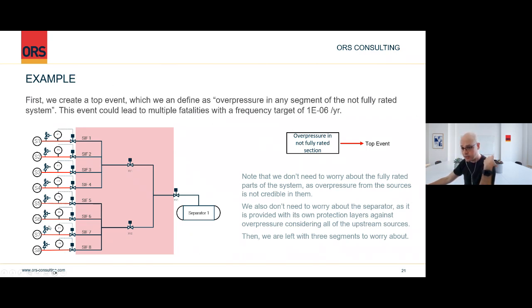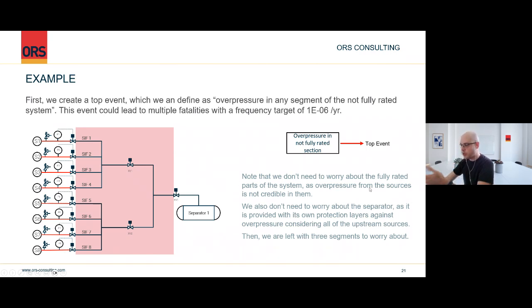Overpressure of any section that is not fully rated. Notice I've left the separator out because the separator would have its own PSVs and would have a high pressure trip that closes this, right? So the separator would be protected. That's what I've imagined. I know it's not written there or anything, but that's what I've imagined for this scenario.